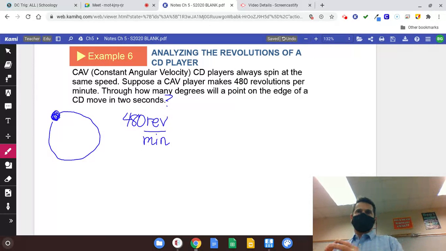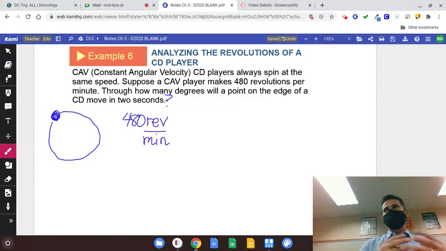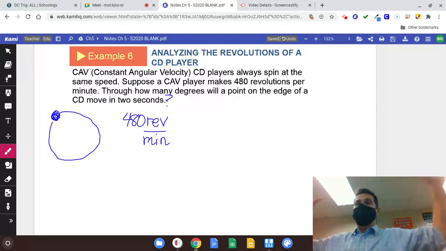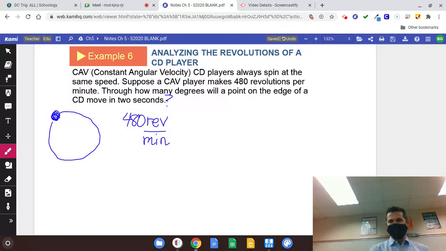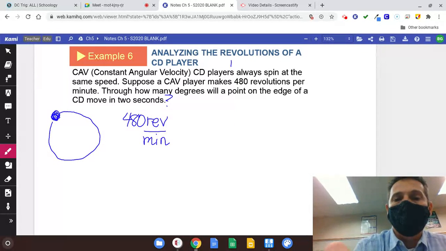Use your units, okay? People who don't write down their units don't understand, okay? Generally, they don't do it right because they don't understand what they're doing, okay? The numbers seem to come from nowhere when you're not looking at the units. But we start with 480 revolutions per minute. And we know we need to convert it into degrees, okay? So let's think about how to convert it to degrees. Well, if you think about 1 revolution, how many degrees is that? 360. There's your conversion right there. I know 1 revolution is equal to 360 degrees.